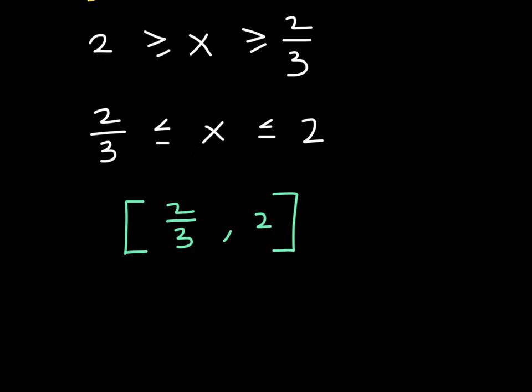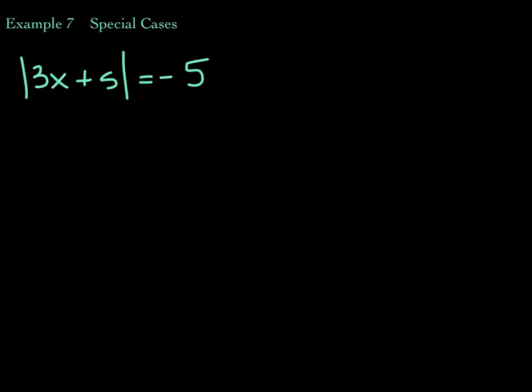So this example showed you an analytical approach for solving absolute value equations and absolute value inequalities. In this example, it's going to be short, but they're important. These are special cases. I'm going to give you 3 different special cases. Here's the first one. The absolute value of 3x plus 5 is equal to -5.